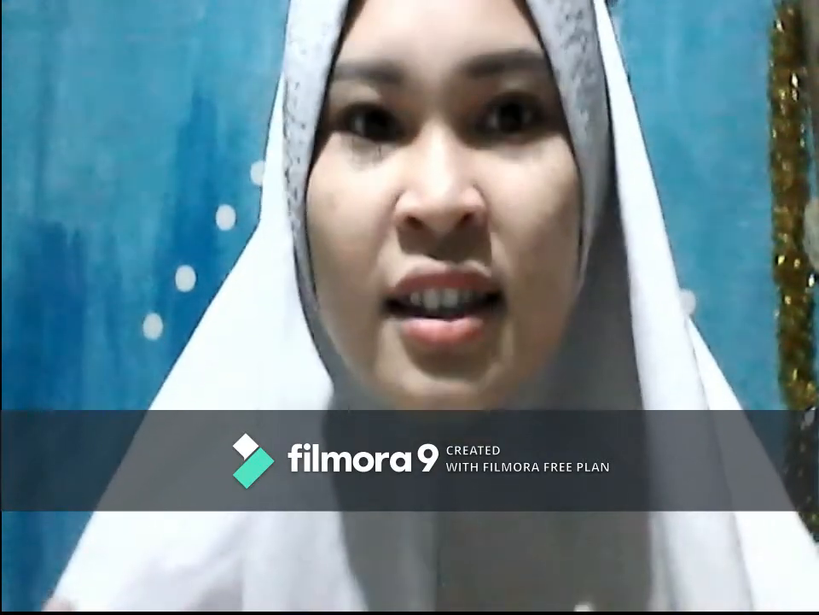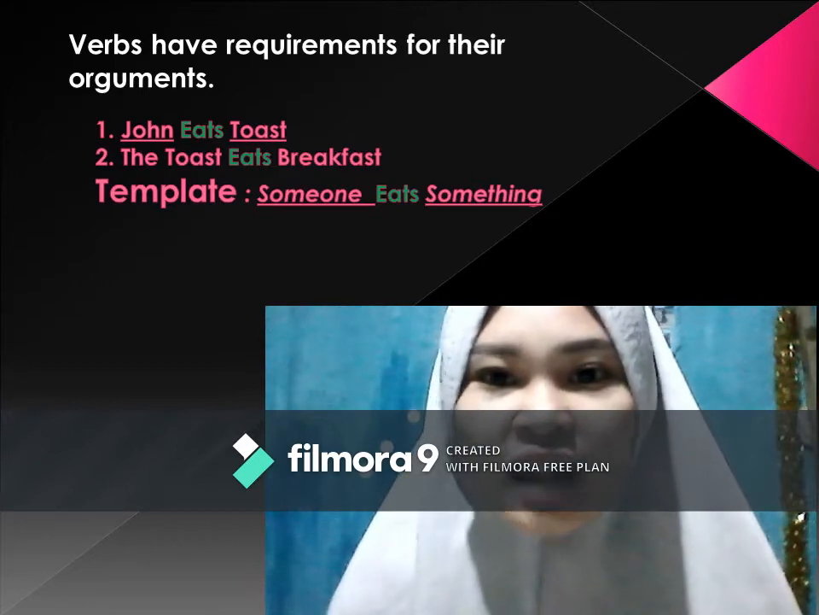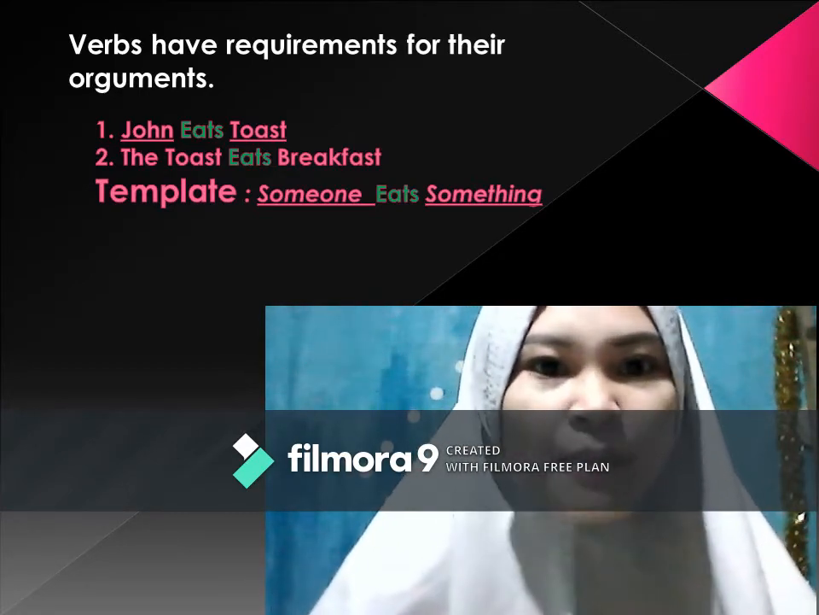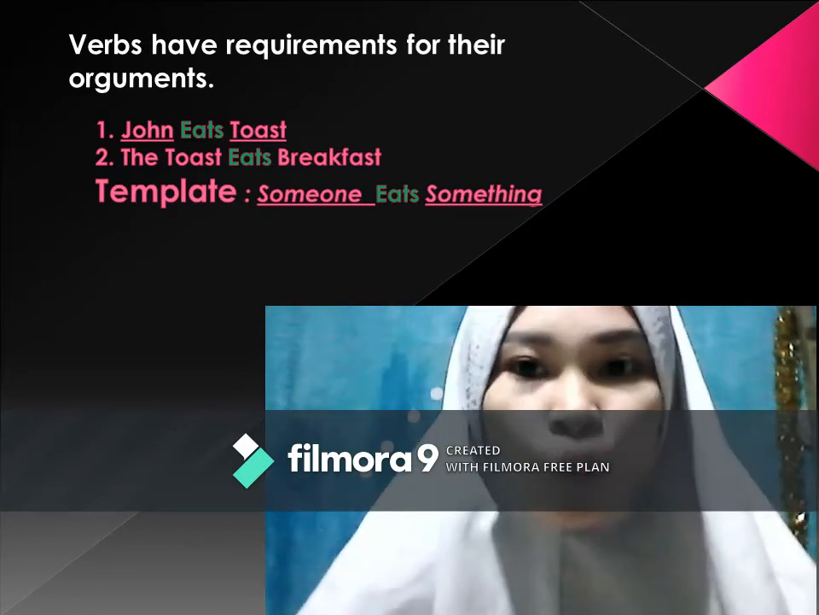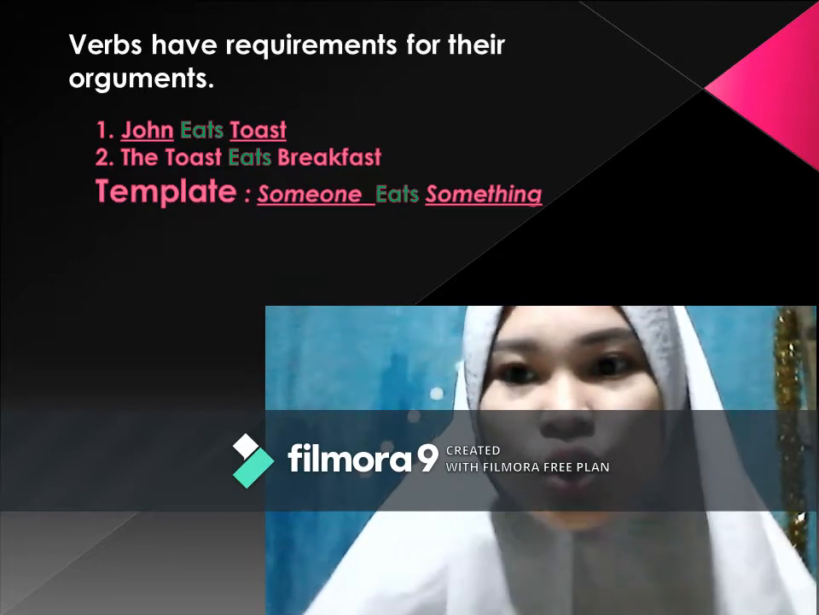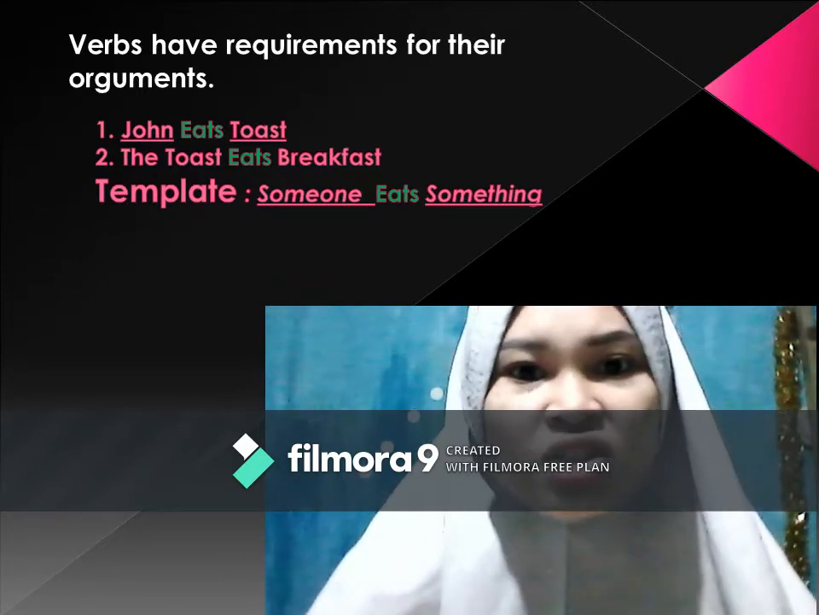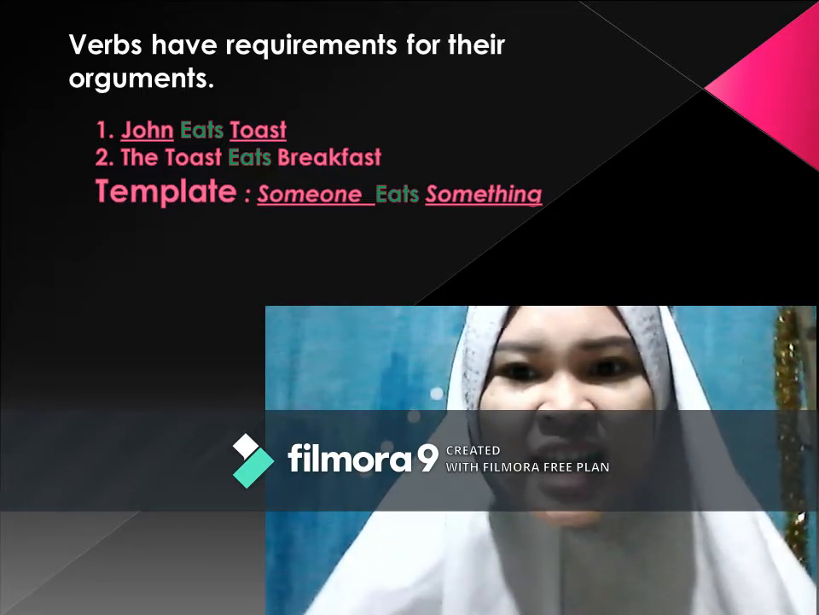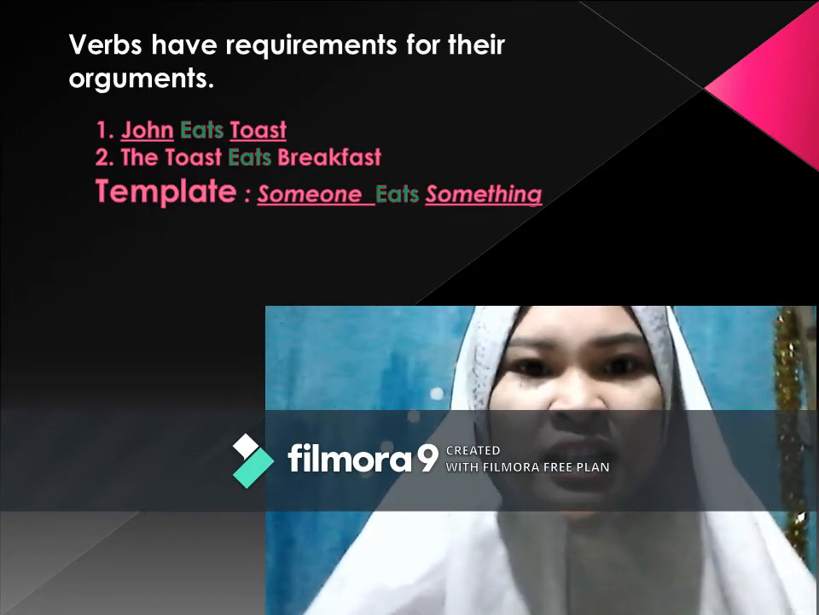For instance, in a sentence like "John is eating," the verb eat has requirements for what the subject and the object can be. For instance, "John is eating" is okay because the person who is capable of eating is the subject and the thing being eaten is the object.